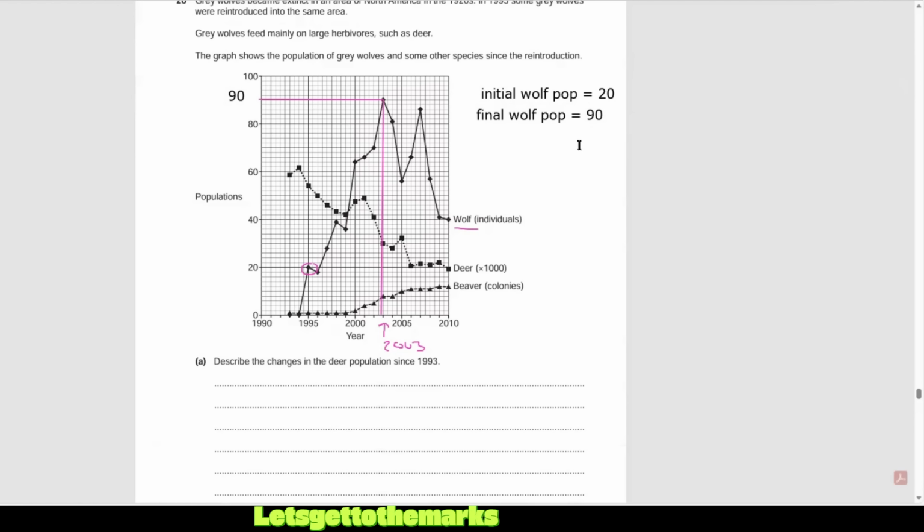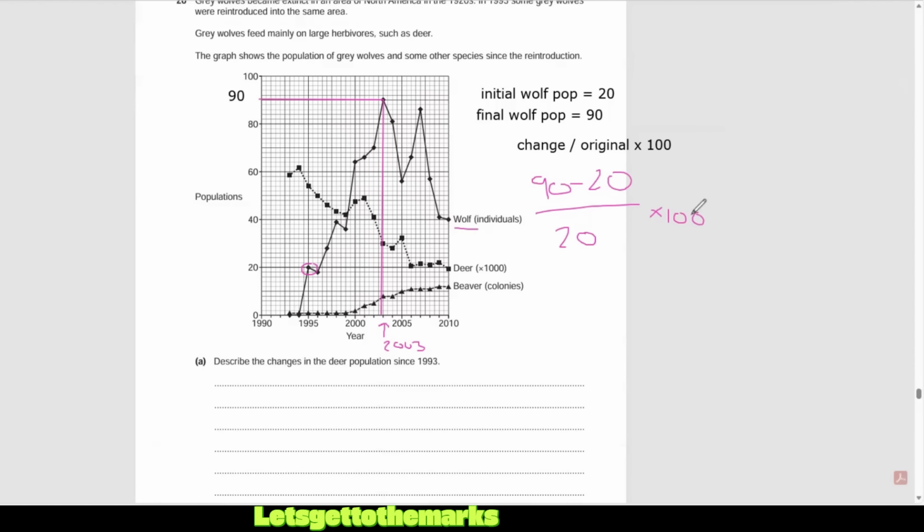Now, what is the percentage increase? Well, for the percentage increase, you want to do the difference or the change, you might prefer the word change. You want to do the change divided by the original times 100. And it doesn't matter whether you're doing percentage decrease or increase, that is what it's going to be. So we're going to go 90 minus 20, which is 70. And we're going to do that over the original, which is 20. And then we're going to times 100.